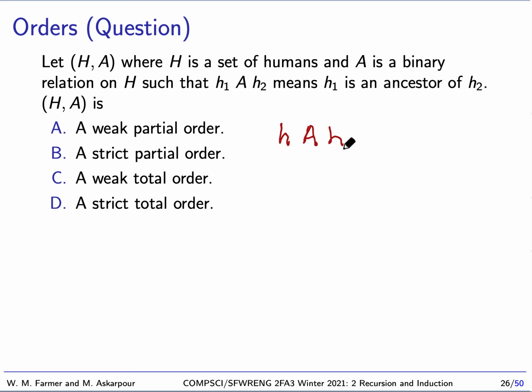Now, if this order were a strict total order, that means if we have any two humans, let's say H1 and H2, this would have to be true, or this would have to be true. This would mean that for every two different humans, one would have to be the ancestor of the other. This is not true. It's not true if our set of humans is, let's say, the set of humans living today. It might be true if H is the set of all humans that ever lived. It might be that all of us have a common ancestor. Okay, so the correct answer is B. This is a strict partial order.